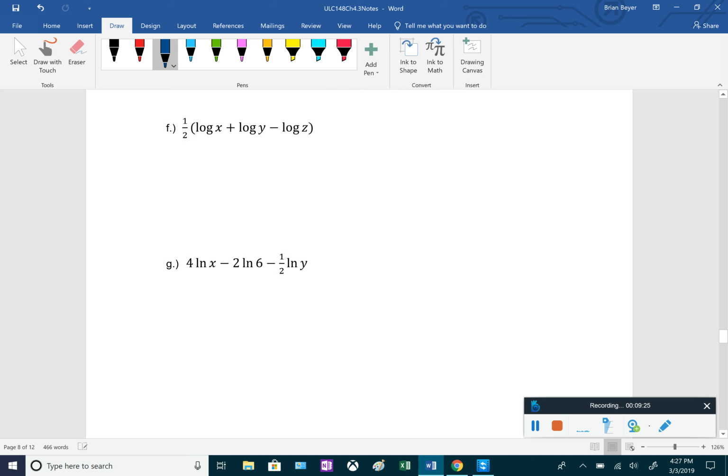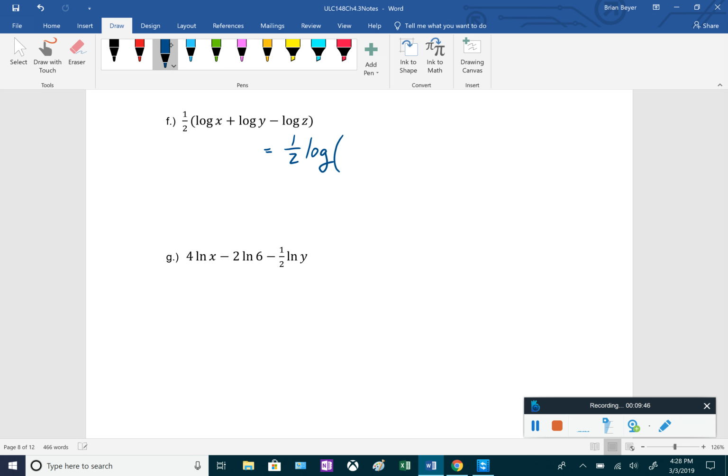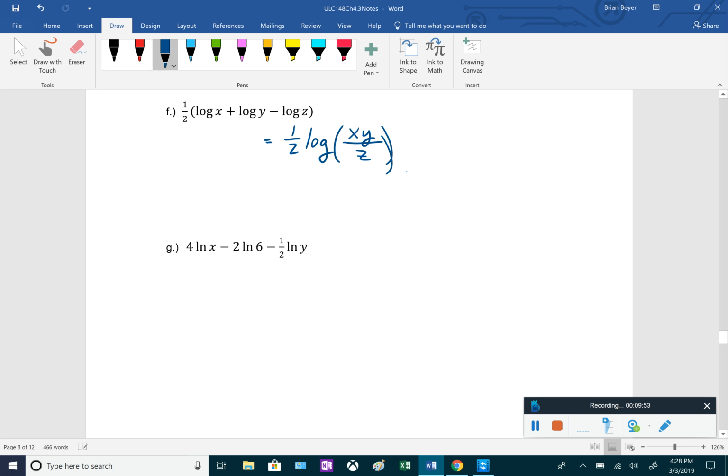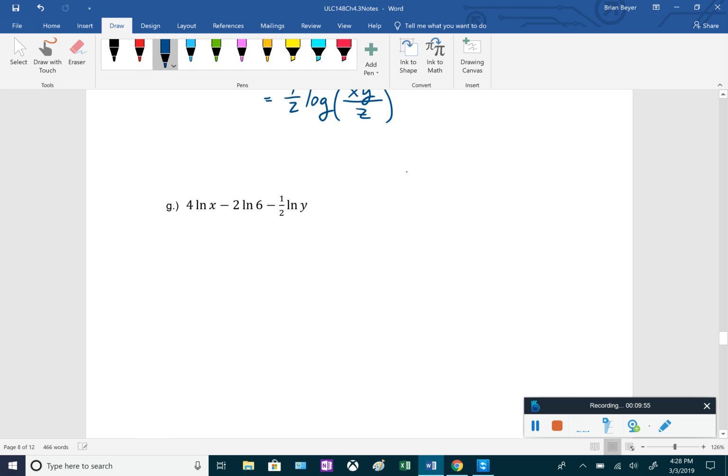Okay, we have 1/2 log x plus log y minus log z. So I'm going to leave that 1/2 being multiplied out front and then combine these into 1 log. So the x is positive out front, the y is positive out front, so they're going to be getting multiplied in the numerator. The z is negative out front, so that's going to be in the denominator. So it's going to be log of x times y divided by z. So probably easier than it looked for that one.